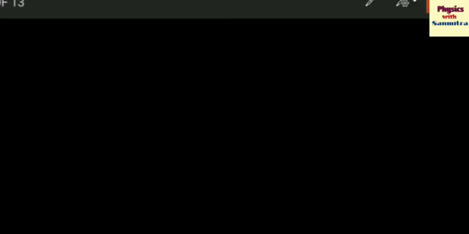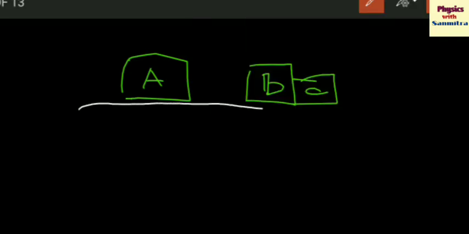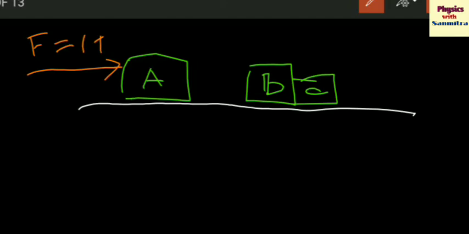See here, first of all, let me draw this block A, and block B and C I am drawing separately. We are doing the free body diagram, and block B and C I am considering together because we are not asked to find the contact force between B and C, but since between A and B we are asked to find the contact force, so we are drawing it like this. Now I am applying a force F. What is F? F is 14 Newton. So here there will be contact force between A and B, that is R. Let's say this is also R, equal and opposite.